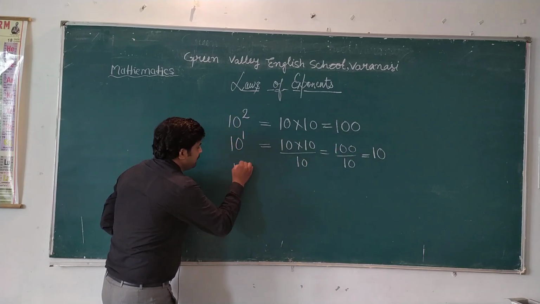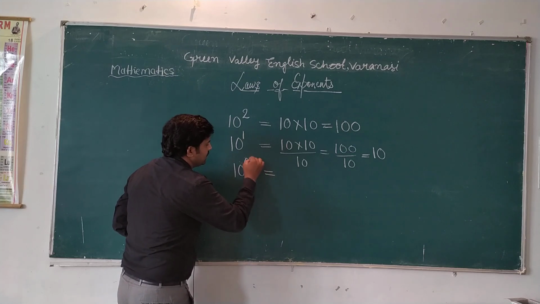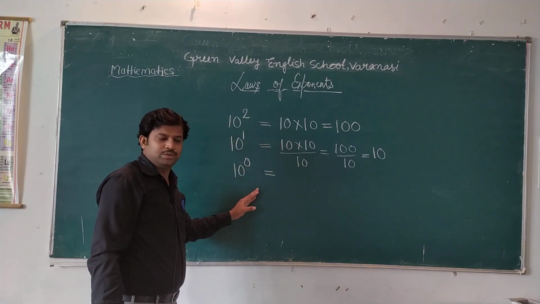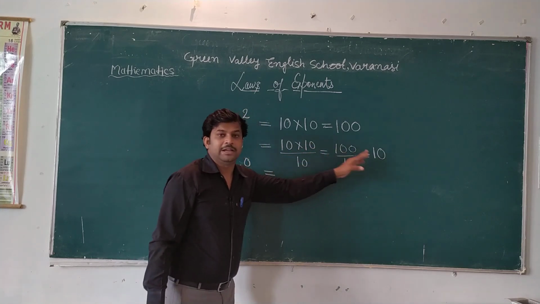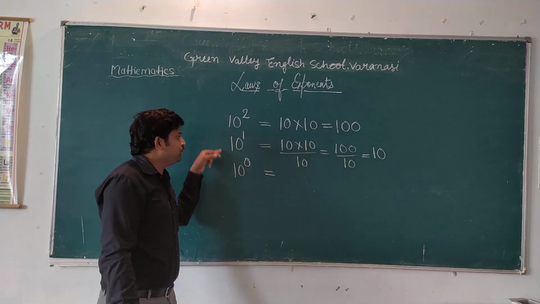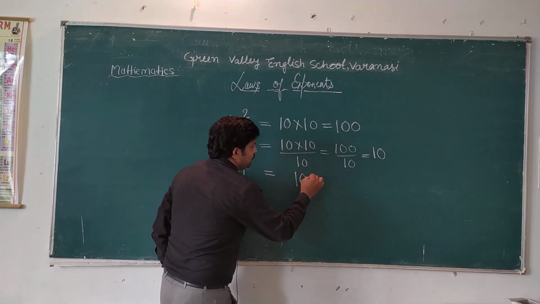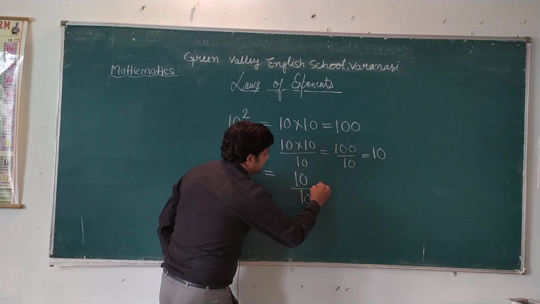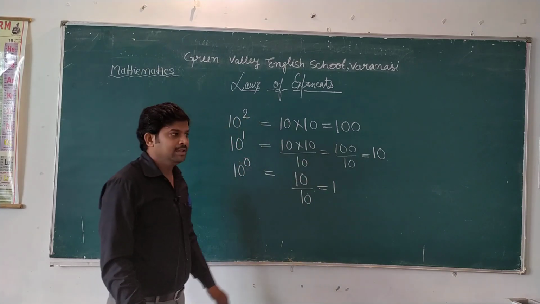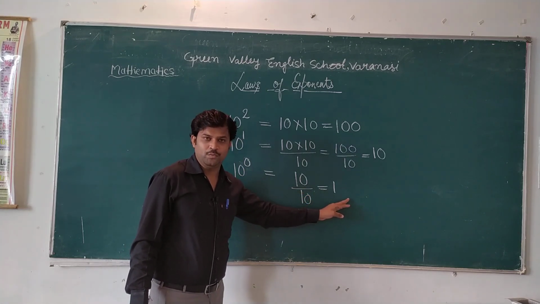When we write 10 to the power 0, it means we divide 10 to the power 1 by 10. The value of 10 to the power 0 is 10 divided by 10, then we get 1. It means the value of 10 to the power 0 is equal to 1.